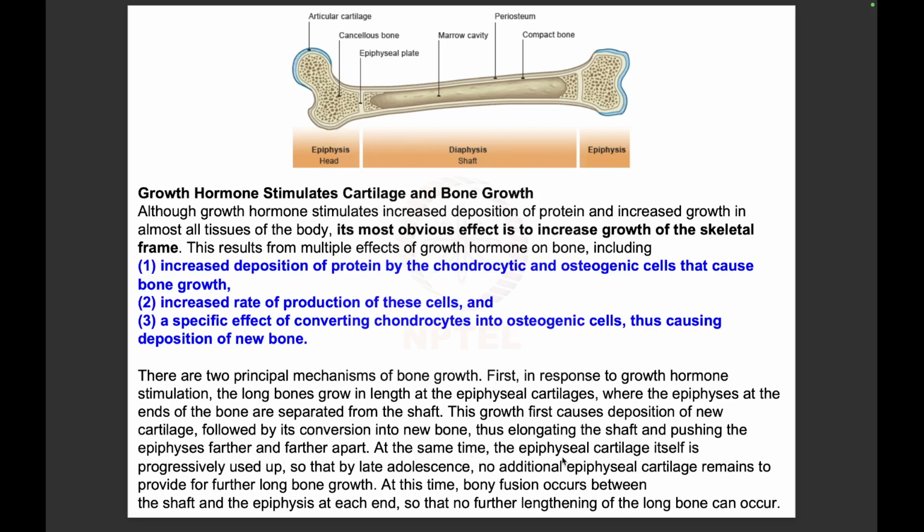At the same time, the epiphyseal cartilage itself is progressively used up, so that by late adolescence no additional epiphyseal cartilage remains to provide for further long bone growth. At this time, bony fusion occurs between the shaft and the epiphysis at each end, so that no further lengthening of the long bone can occur.